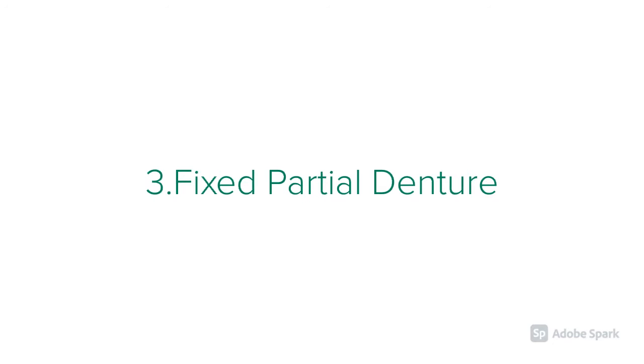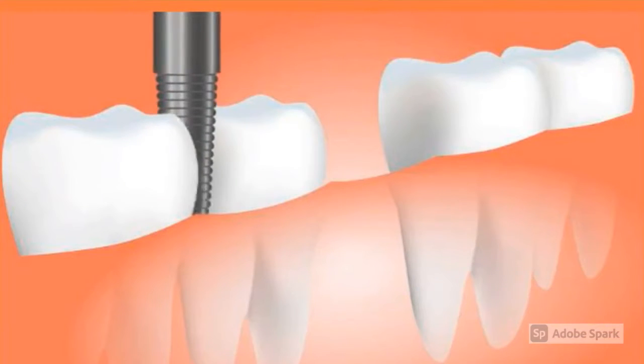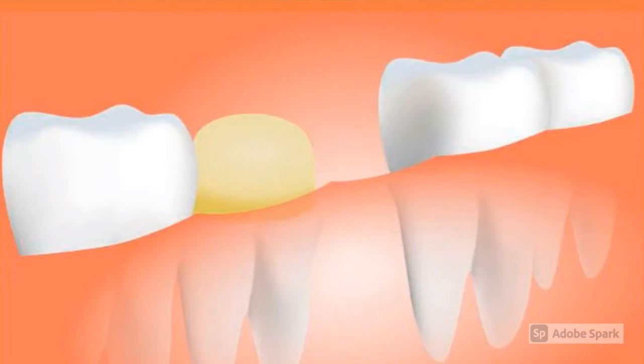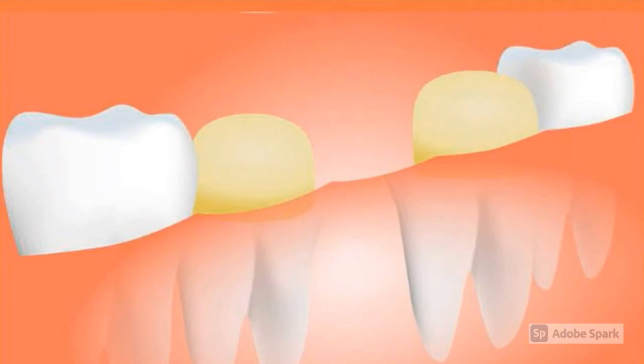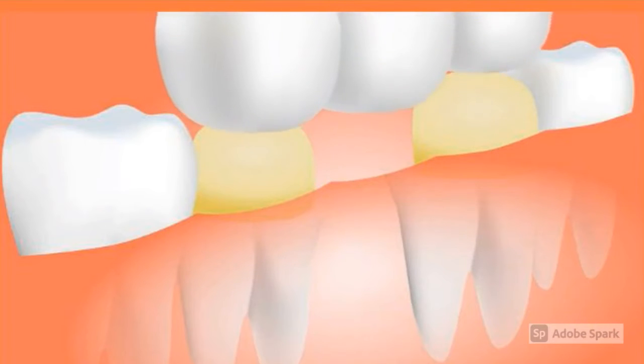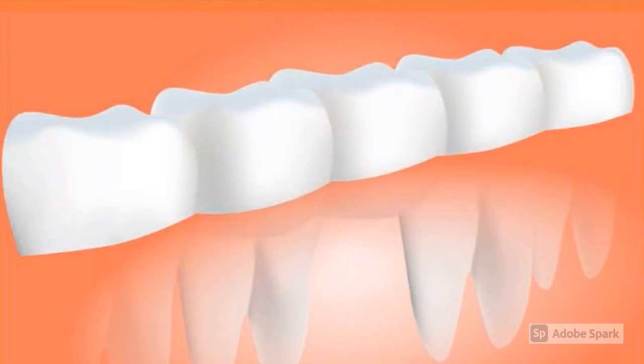Third is fixed partial denture. Fixed partial denture is a fixed bridge which is used to replace missing teeth and that is permanently attached to adjacent teeth. Fixed partial dentures are suggested if you have healthy adjacent teeth.